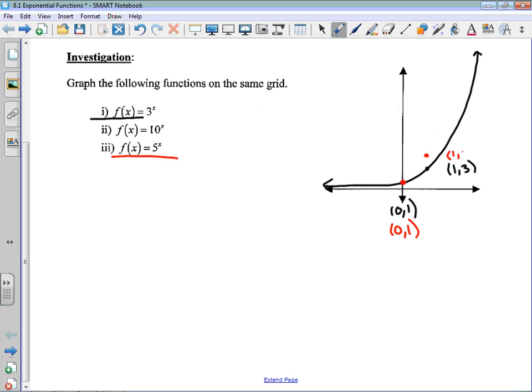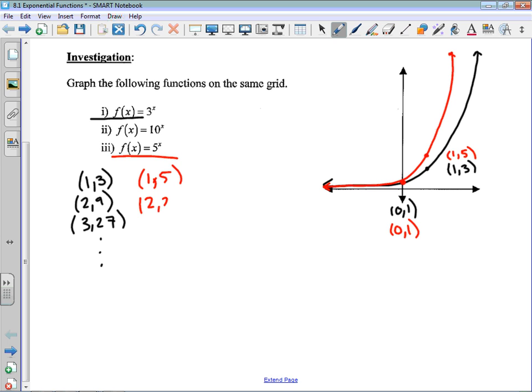So we get that point 1 comma 5 on our red graph, and then beyond that, it is actually going to grow quicker. A good way to look at that is the next point, maybe I'll just draw them over here. If we look at 3 to the power of x, yes, it contains 1 comma 3, but then there's 2 comma 9, 3 comma 27, and I'll just do 3 dots there. If I looked at 5 to the power of x, we'd have 1 comma 5, but then I'd have 2 comma 25. That's a much, much bigger vertical gain when x is only increased by 1. So really importantly, the base of our exponential function ultimately controls how quickly it increases.